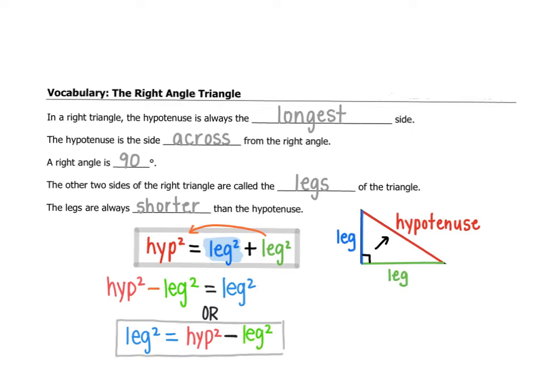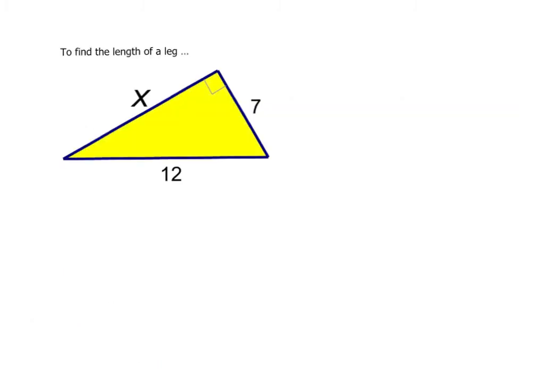So we have two versions of the formula now, one that we've already used to find the length of a hypotenuse, in that case we'll be adding, and a second version of the formula that we'll use when we're trying to find the length of a leg. This version will involve subtracting. All right, now let's look at an example.